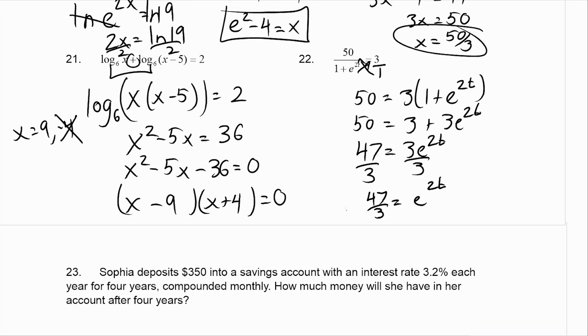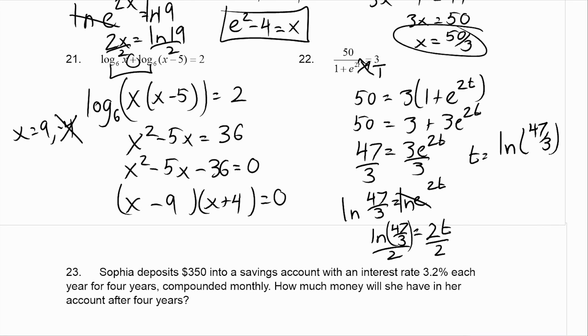Now to get rid of the e, I'm going to make both sides ln. Those in a sense cancel out. So I'm going to say ln of 47 over 3 is equal to 2t. Then divide both sides by 2. And in a sense, this is going to be our answer. So we're going to get t is equal to ln of 47 over 3 divided by 2. And that's my answer.